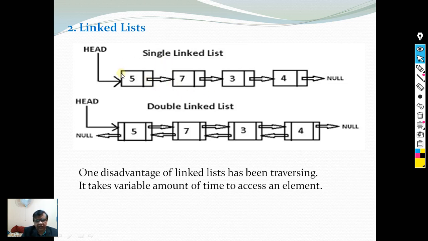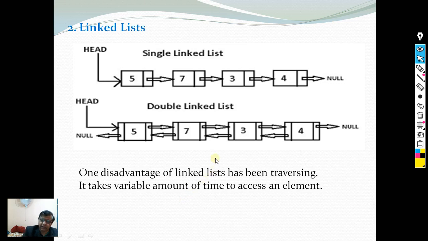A singly linked list will offer one kind of movement from here till here, with the help of the header node. And as far as a doubly linked list is concerned, there is a to and fro motion that is possible. We can traverse this doubly linked list back and forth. One advantage of linked lists is traversing.